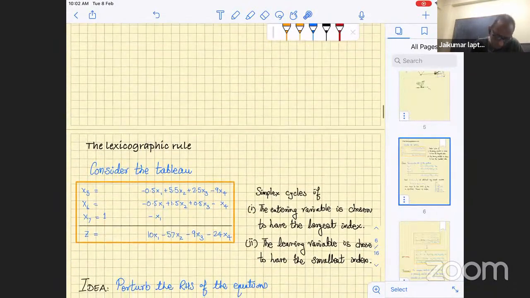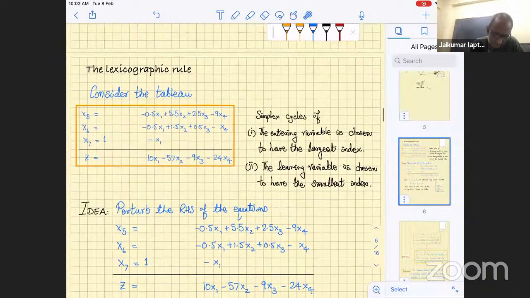There is one more rule called the lexicographic rule, which also ensures that the simplex algorithm will terminate. So my plan today, we have about an hour, but I'm hoping to use half the time for the lexicographic rule. I would really request you to ask me questions if something is not clear.